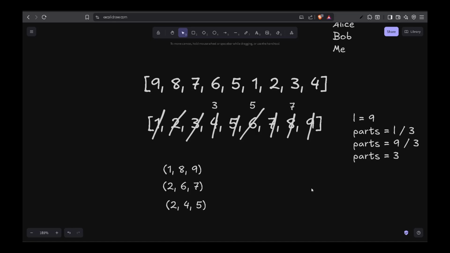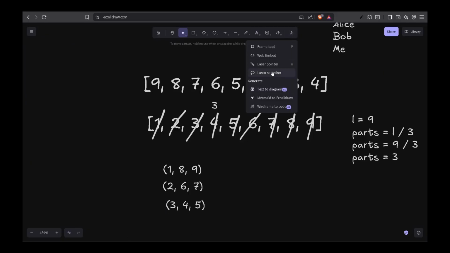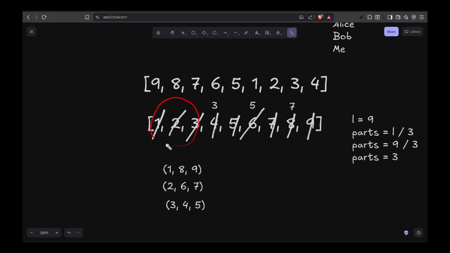Out of these 3 collections, in every collection, Bob is getting one number, I am getting one number, and Alice is getting another number, right? That means however many paths are there, if there are 3 paths, Bob will get 3 numbers. And what are those numbers? Those numbers are the lowest 3, 1, 2, 3. So Bob will always get the lowest 3 numbers.